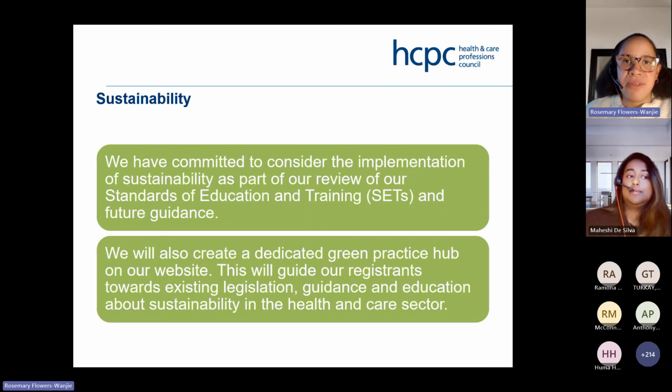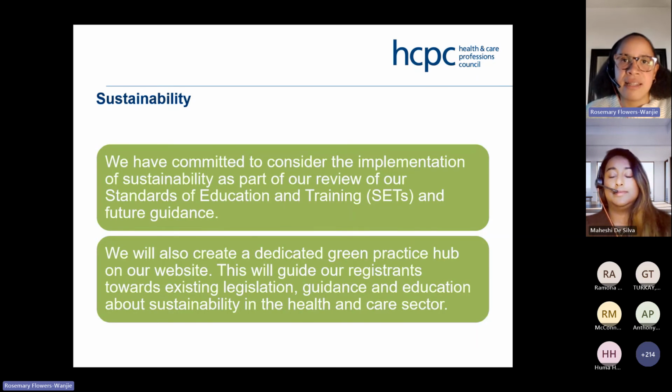Overall, the responses that we received about sustainability were incredibly positive, and people did really want to practice in a more sustainable way. And so what we hope is that the Green Practice Hub will offer resources for those who want to understand sustainability more and how it relates to health and care. And it will also support those who want to practice in a more sustainable way, by providing resources on how they can do so.